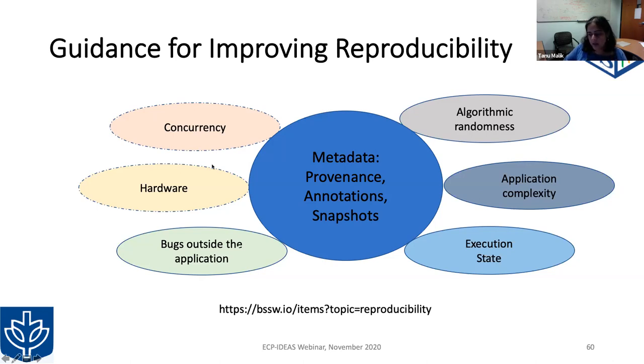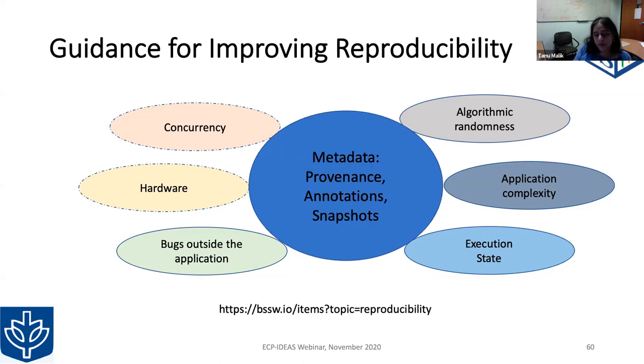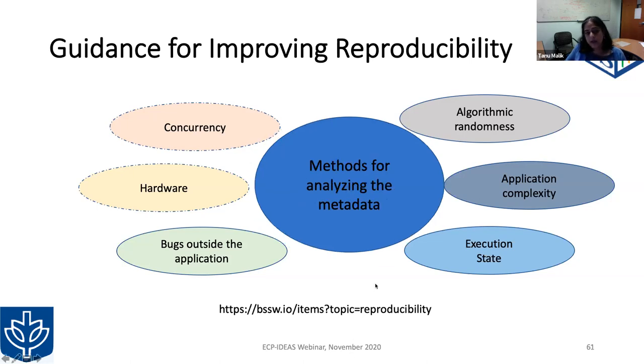What is still remaining is being able to identify irreproducibility that might be coming due to concurrency. The basis for all this is definitely that we collect as much data as possible: metadata, provenance, the snapshots. It's very important that we collect the snapshots, because unless we have the content, we cannot replay it exactly. We do not know that it is exactly matching the previous state. And finally, we need methods for analyzing the metadata.